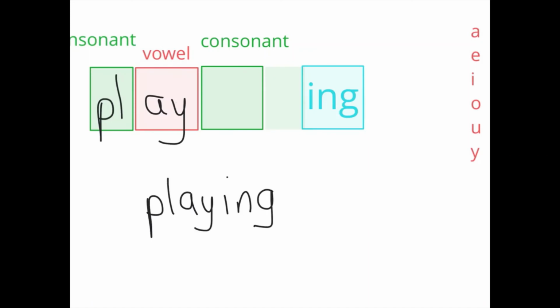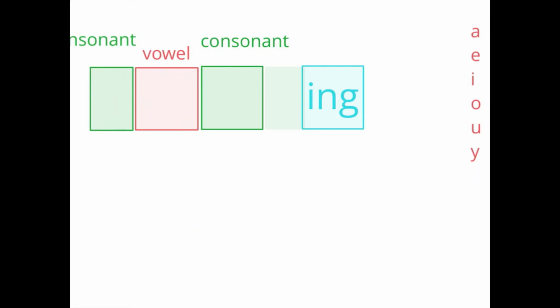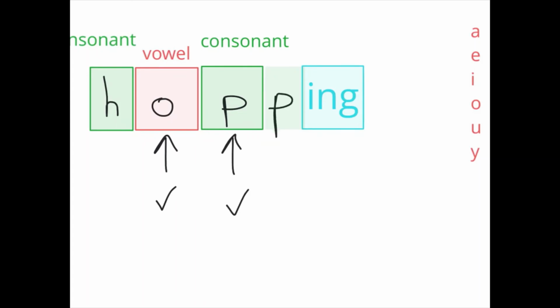So you can see there are not very many times when we double that final consonant. Let's look at some examples where we do that. Let's try the word hop. Hop. So let's check. We only have one vowel, check. We only have one letter in the last consonant box, check. And so we are going to double the final P before we add ing.